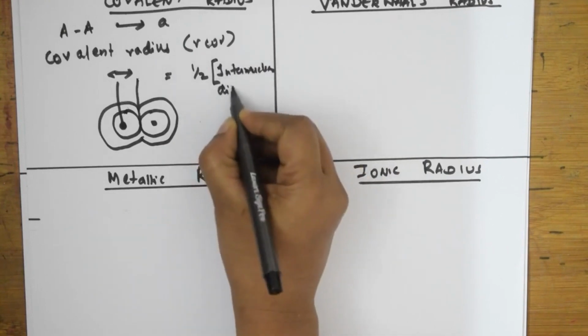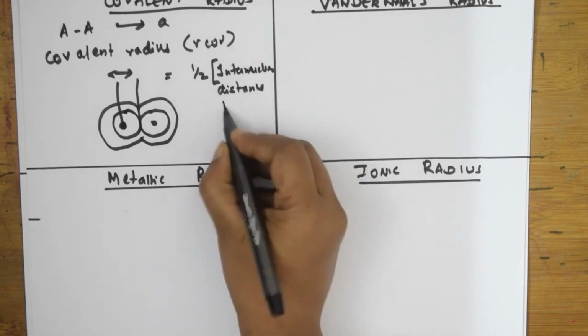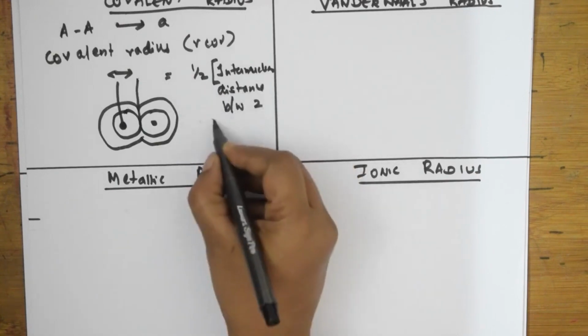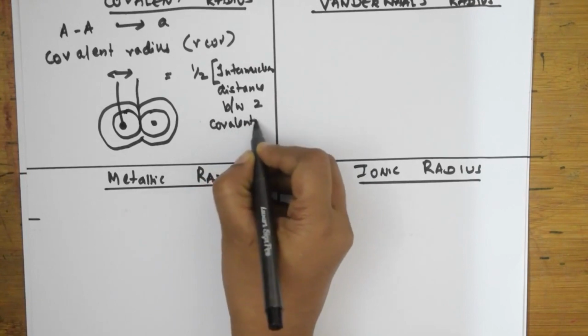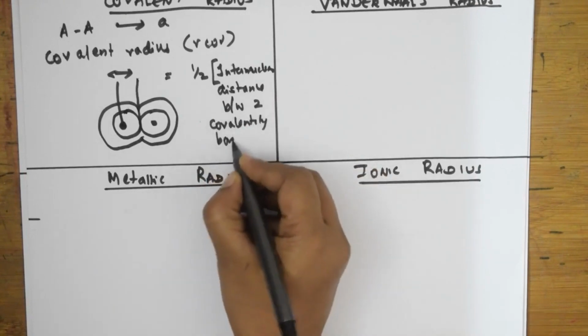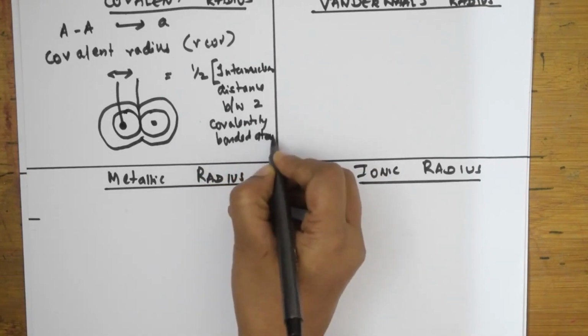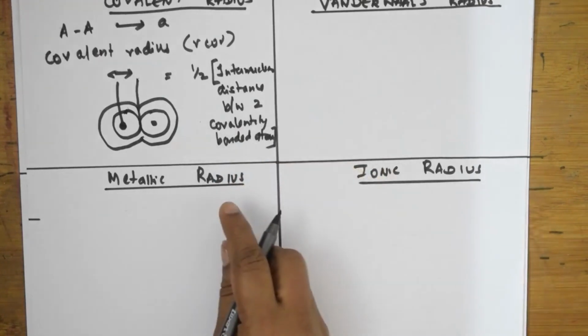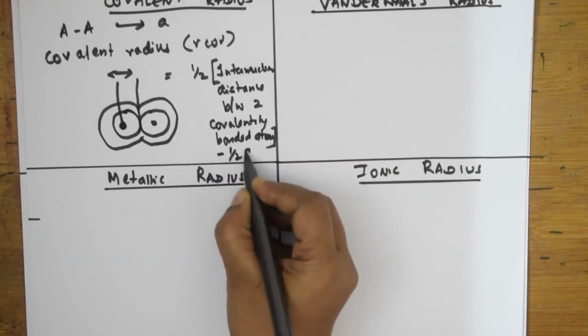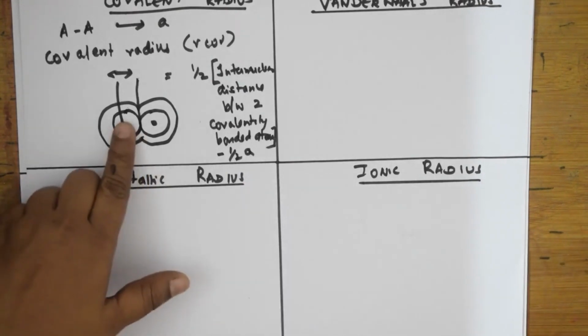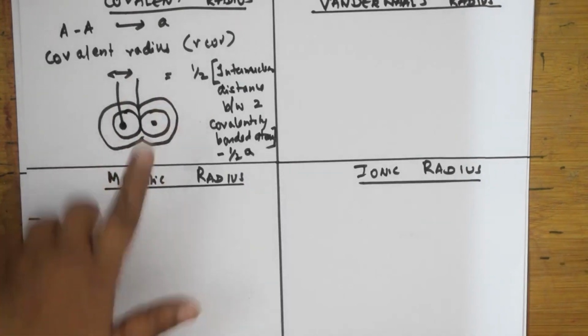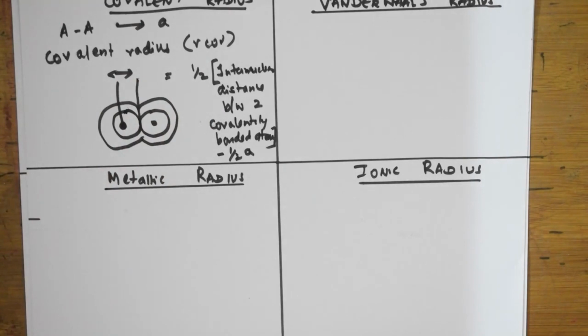Half into internuclear distance between two covalently bonded atoms. Covalently bonded atoms should be similar atoms, minus half into A. Right, so it is half of the distance, and the formula for calculating covalent radius is this: half into internuclear distance between two covalently bonded similar atoms, that is, half into A. That is the formula. When you are given a numerical, you can directly apply the formula and write.